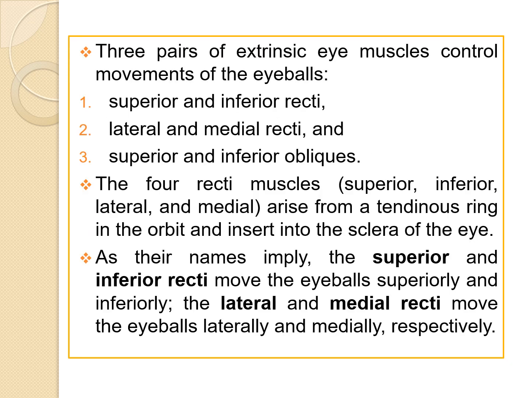If you see, there are three pairs of extrinsic eye muscles that control the movement of the eyeball. Three pairs. The first one is superior and inferior recti. The next is lateral and medial recti, and finally superior and inferior oblique. The four recti muscles, superior, inferior, lateral and medial, arise from a tendinous ring in the orbit and insert into the sclera of the eye. As the names imply, the superior and inferior recti move the eyeballs superiorly and inferiorly, and the lateral and medial recti move the eyeballs laterally and medially respectively.